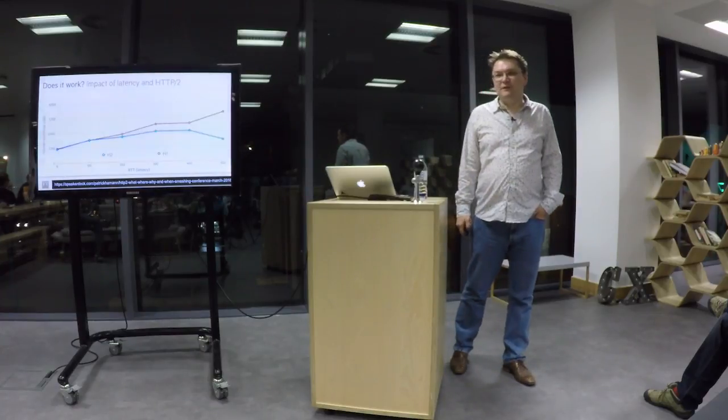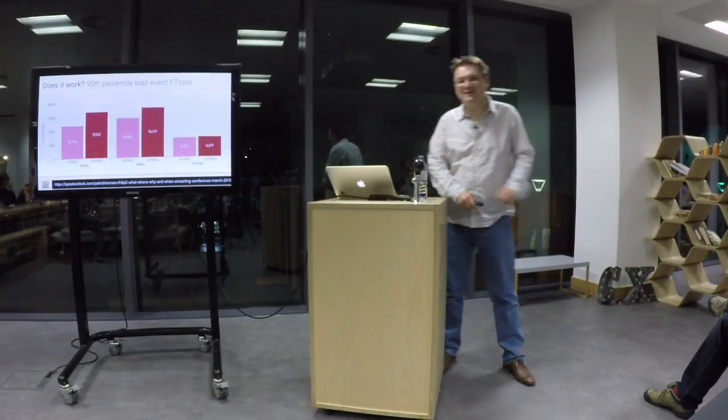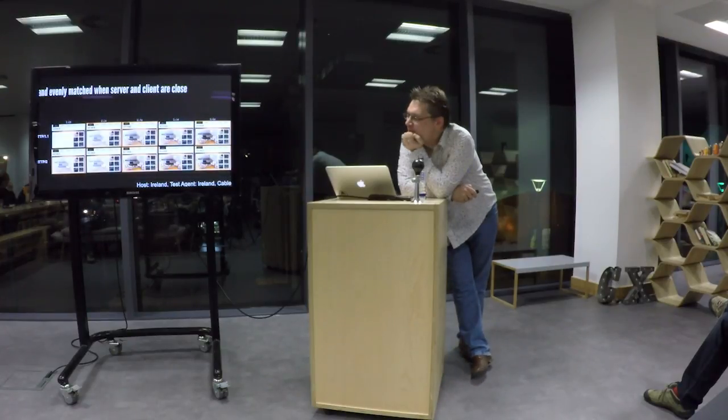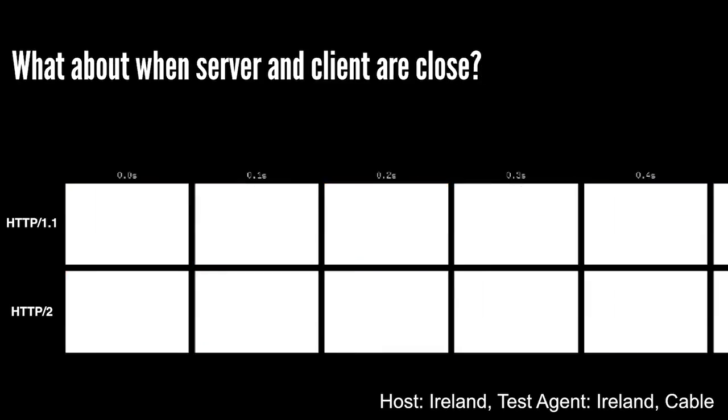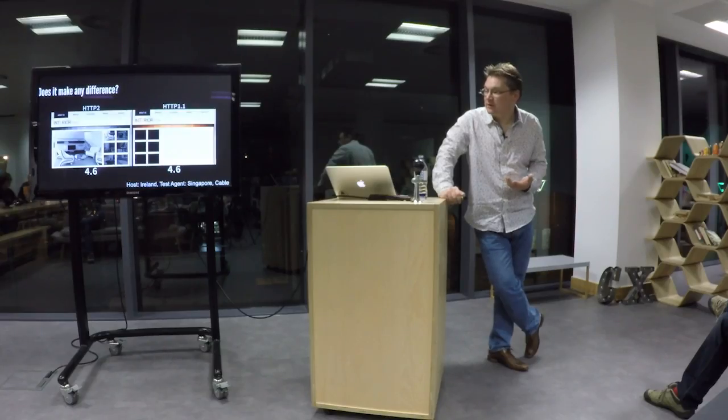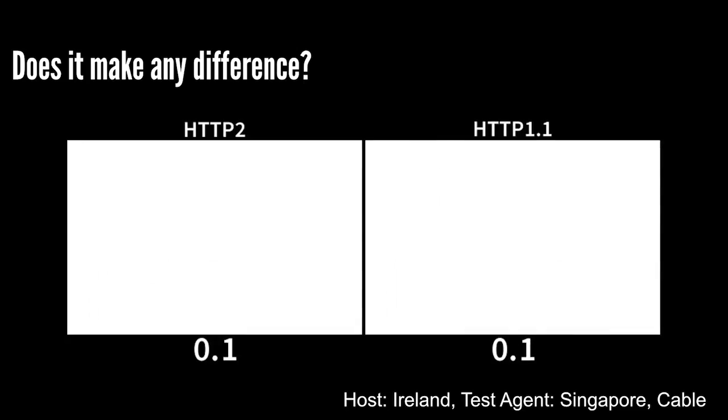Your test was different, wasn't it? Well, in what way is my test? Your test had HTTP1 loading quicker, like initial load quicker. So in the Singapore to Ireland test, HTTP2 was faster. It started rendering more quickly, I believe. You can try it, look.